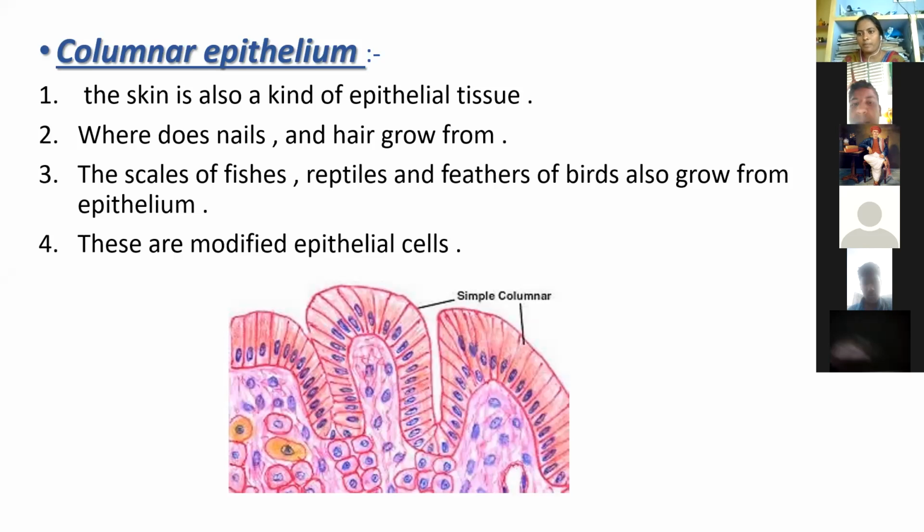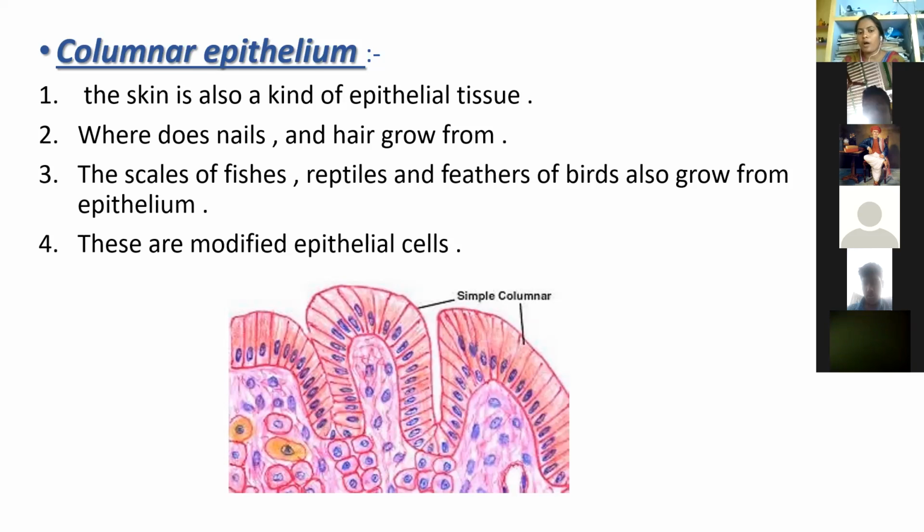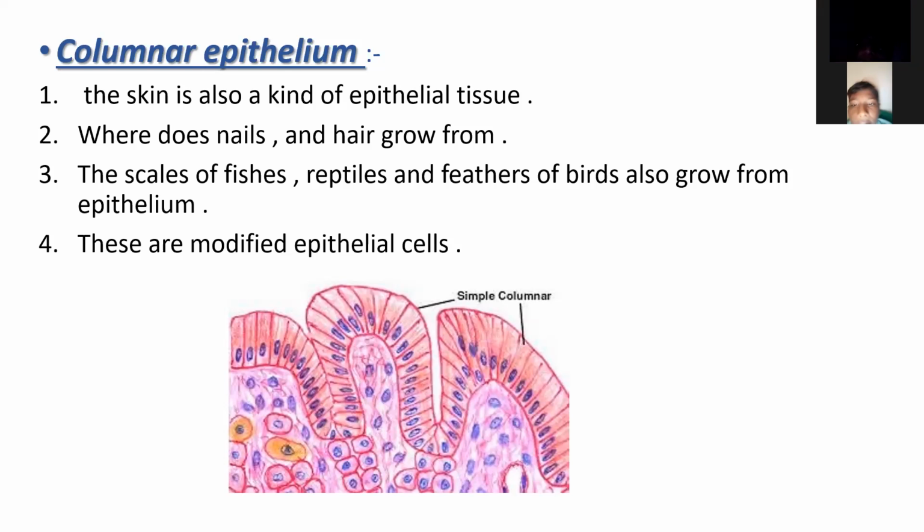The skin is also a kind of epithelial tissue. Where is it found? It is found in the nails and hair. Next, the scales of fishes, reptiles, and feathers of birds also grow from the epithelium. These are the modified epithelial cells.